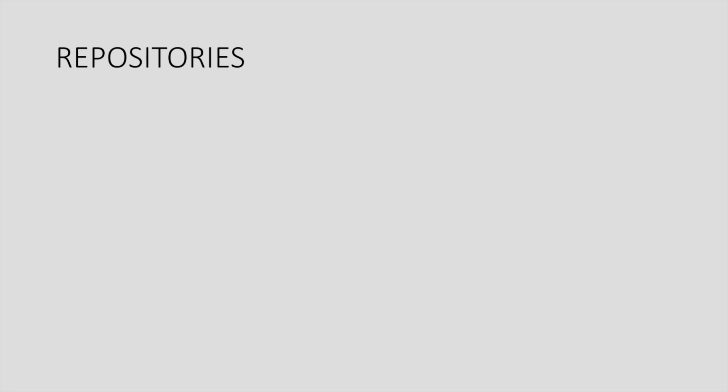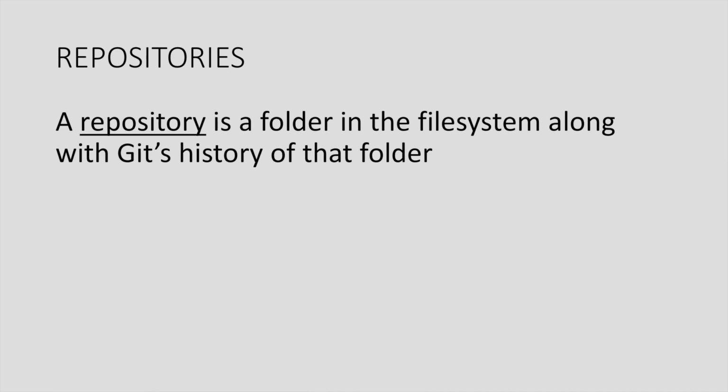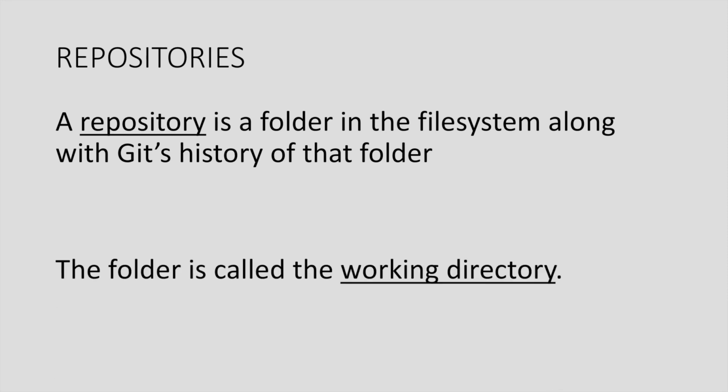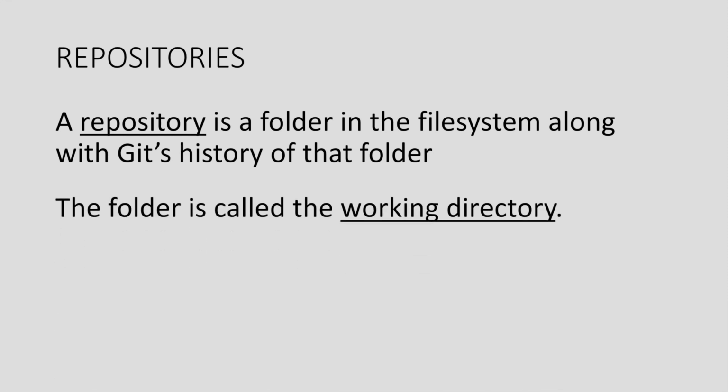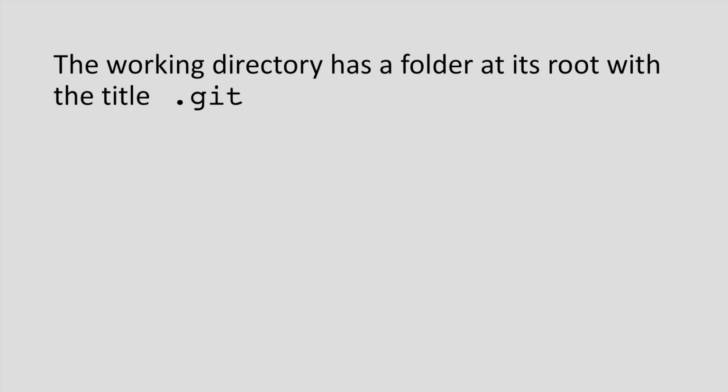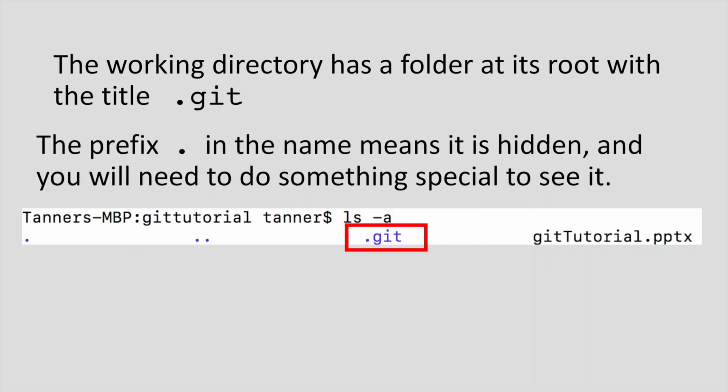Repositories. A repository is a folder in the file system along with Git's history of that folder. The folder is called the working directory. The working directory has a child folder at its root with the title .git. The prefix dot in the name means it is hidden, and you'll need to do something special to see it. In Unix, the command ls -a will display all files and folders, including hidden ones in the current directory.